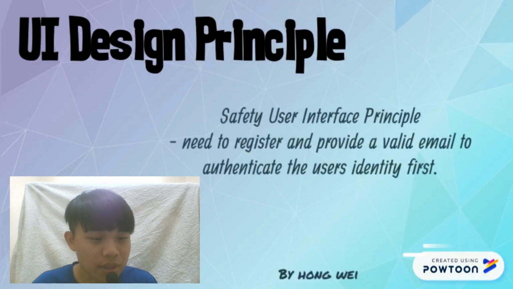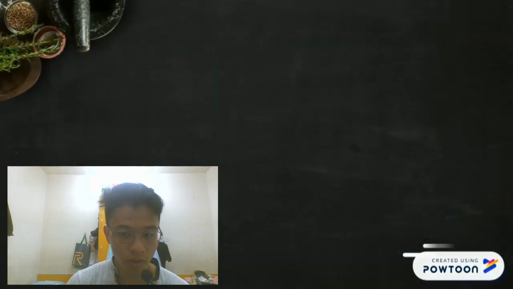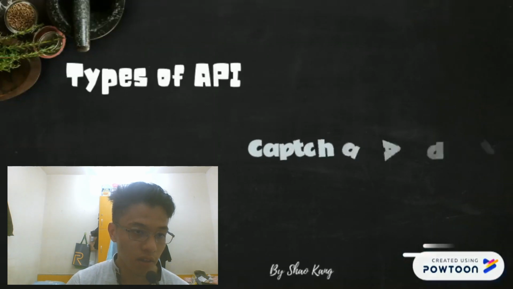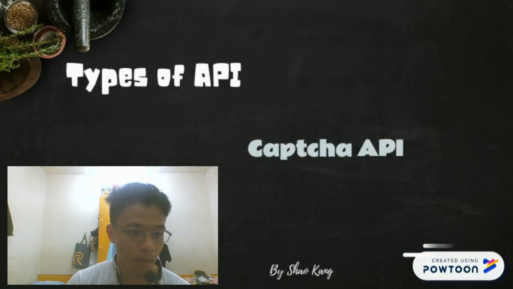When it comes to safety, every user needs to register and provide a valid email to authenticate the user's identity before being able to log in and make an order on the website. Okay, next is the API. One of the APIs used in this UI is the Captcha API. The API is used to determine whether the user is real or a spam robot. Captcha scratches or manipulates letters and numbers, and relies on human ability to determine which symbols they are.